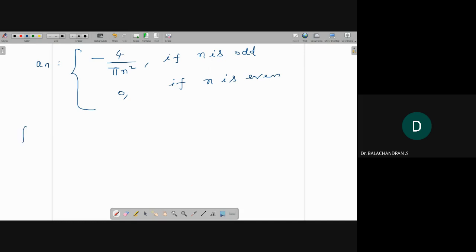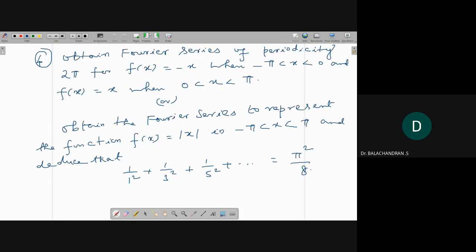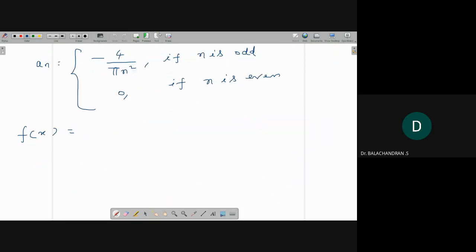So your f of x, a naught by 2. What is a naught? It is pi, okay. So pi by 2, that is, n is odd, even terms are 0, so minus 4 by pi is independent of n, summation n varies from 1, 3, 5 and so on to infinity, into 1 by n square, this term 1 by n square into cos n pi x by l, l is pi.